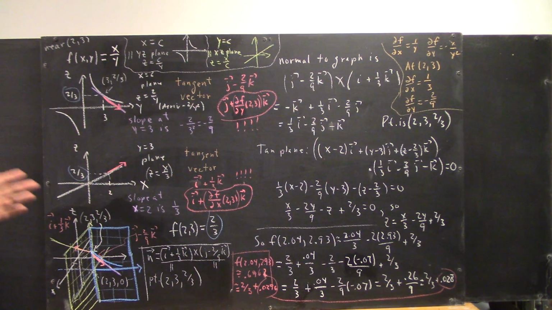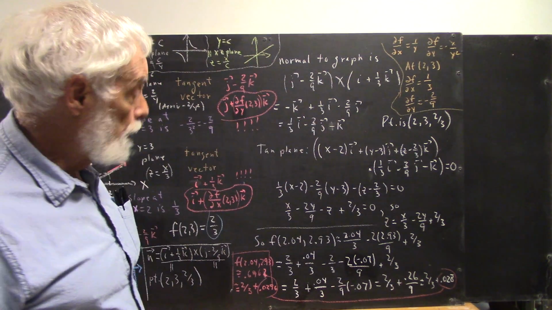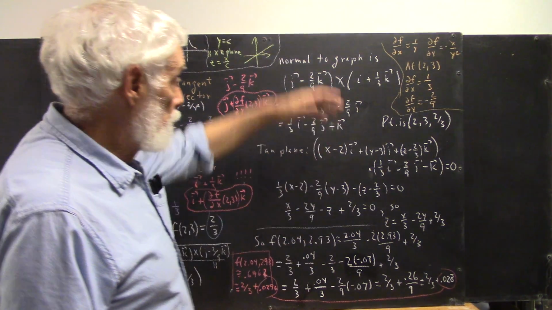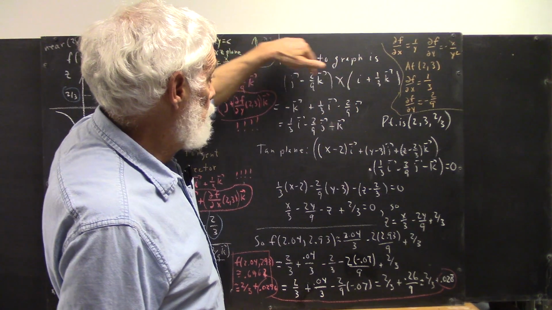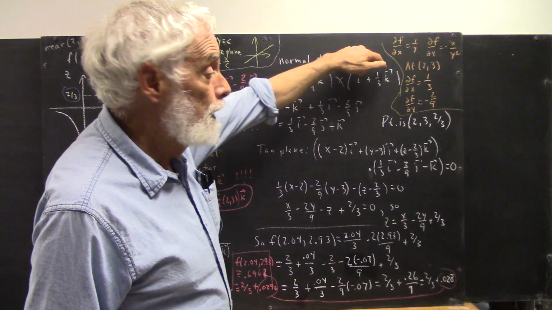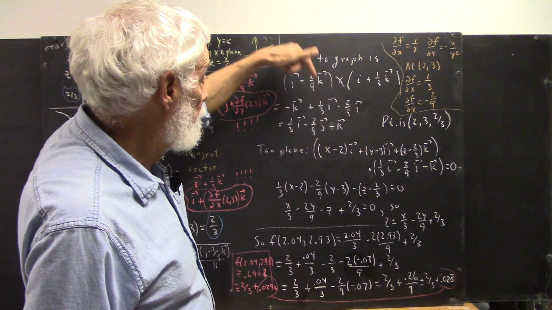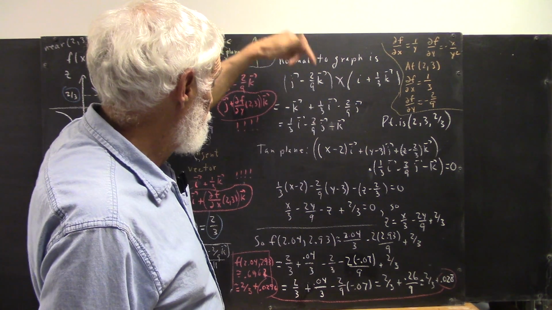Okay, so I don't bother with the magnitude. I don't want to bother getting a unit normal. I'm just going to get any normal to the graph, so I do this cross product. J cross i is negative k. J cross k is i. So j cross 1/3 k is 1/3 i.